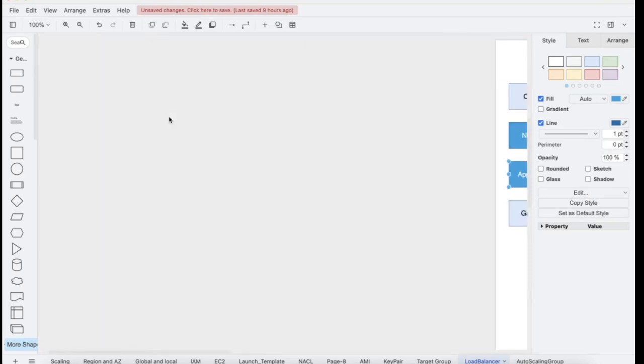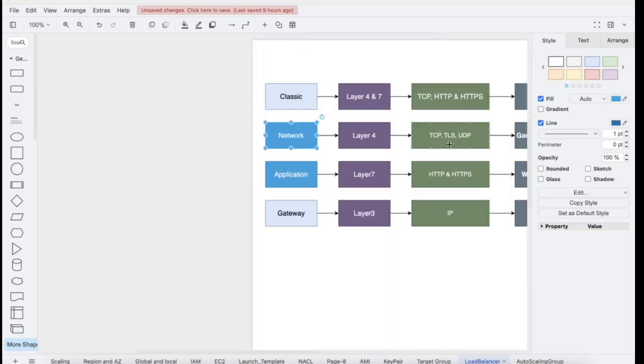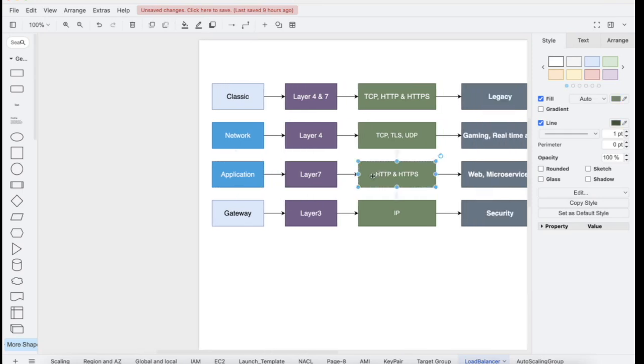Now for example, the network load balancer. At which layer is it used? If you are using TCP, then layer 4. If you are using IP only, then it would be layer 3. But the network load balancer supports TCP, TLS, and UDP, so it is layer 4 only. And then we have the application load balancer, which works at layer 7 and supports HTTP and HTTPS.